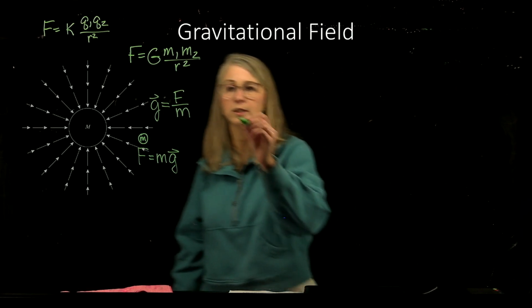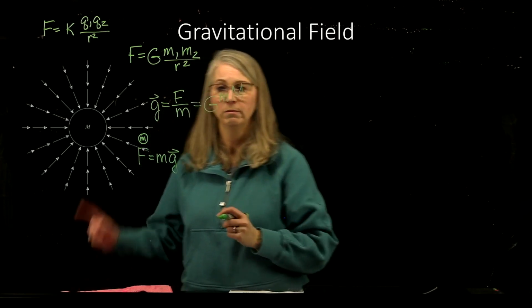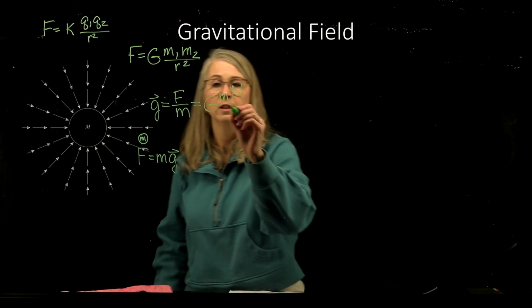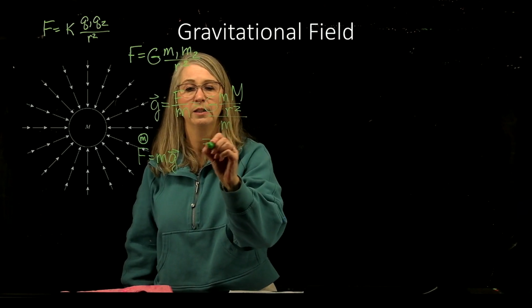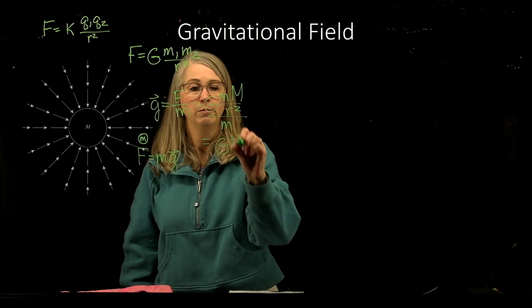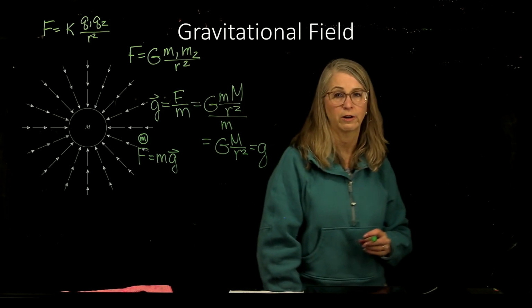And so if we look at this, this would have been big G, big M, which is this guy, over r squared, but then we divided by little m, and this gave us G, big M over r squared, and we called that the gravitational field.